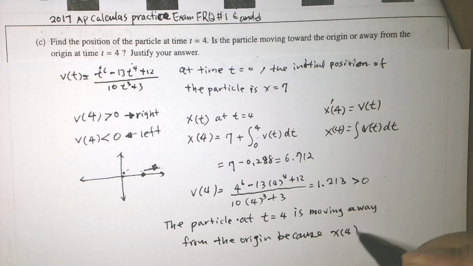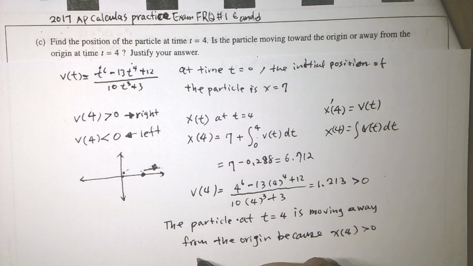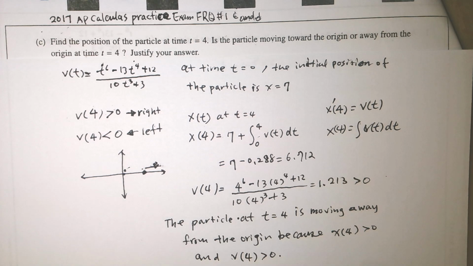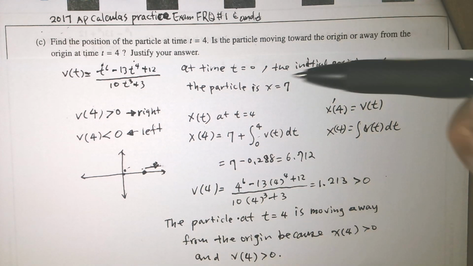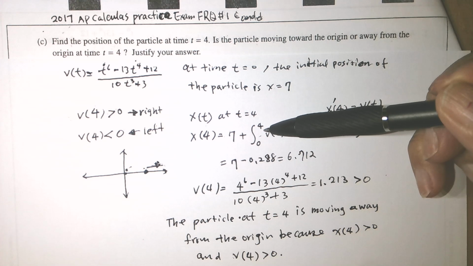x, the position at 4 is greater than 0, and velocity at 4 is also greater than 0. In this question, there will be 4 points. If you have an integration over this part, you got 1 point.